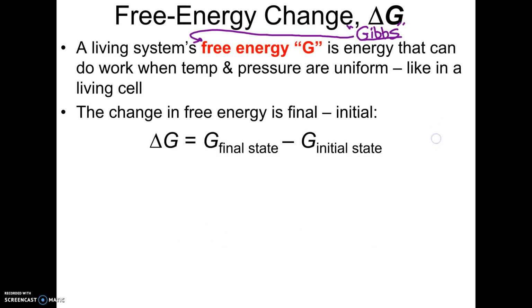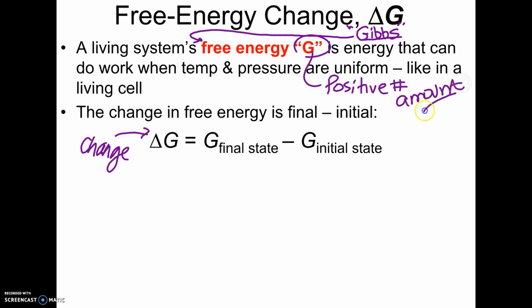Now, if you want to find out if a reaction is spontaneous or not, will a reaction proceed without the help of extra energy? The change in free energy, delta, if you remember from previous lectures, that just means change. By the way, G is always going to be a positive number because it's an amount. You can't have a negative amount of energy. You can have a negative change, though.